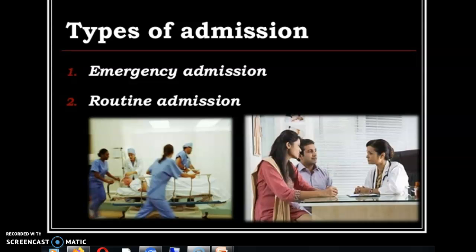There are two types of admission that we can see. The first one is emergency admission, the second one is routine admission. So we can see in detail what emergency admission and routine admission are.